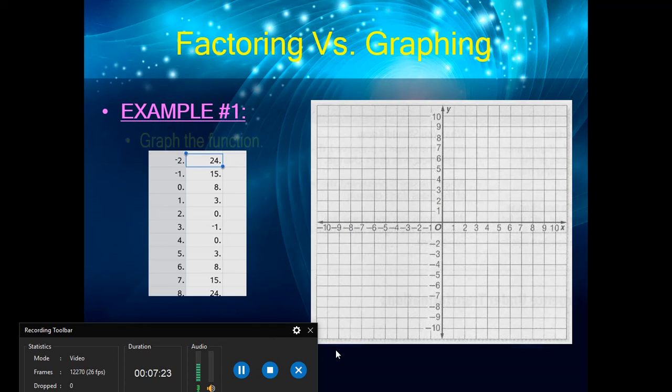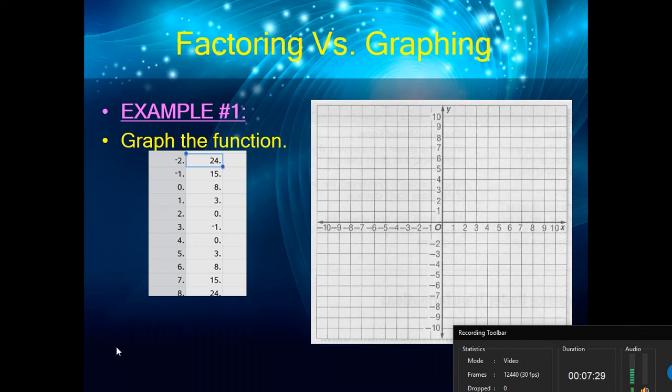So now we're going to graph our own. I copied the table over. I want to make sure that I plot (3, -1). So here's (3, -1) right here. And then I'm going to plot 3 points above it. So (2, 0), (1, 3), and (0, 8).